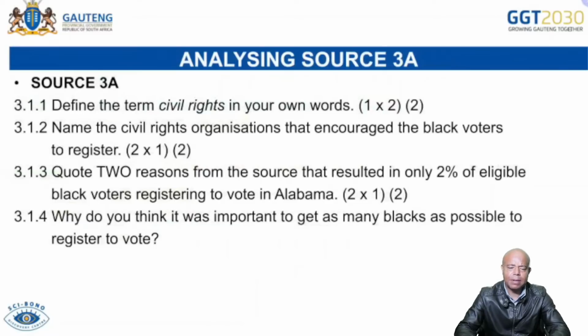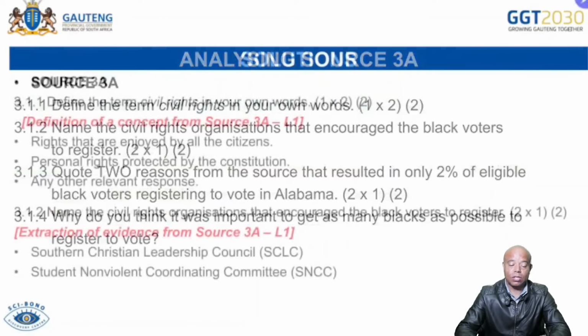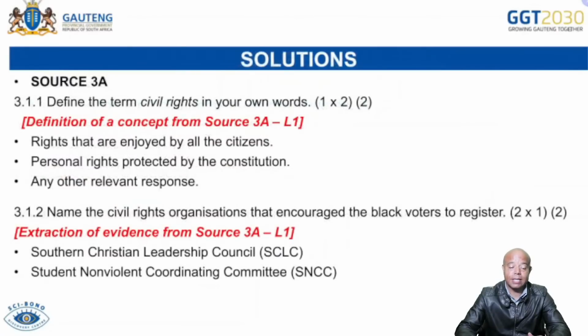3.1.2, name the civil rights organizations that encouraged the black voters to register. 2 times 1, 2 marks. 3.1.3, quote 2 reasons from the source that resulted in only 2% of eligible black voters registering to vote in Alabama. 2 marks. 3.1.4, why do you think it was important to get as many blacks as possible to register to vote, basically? Let's go to the answers.